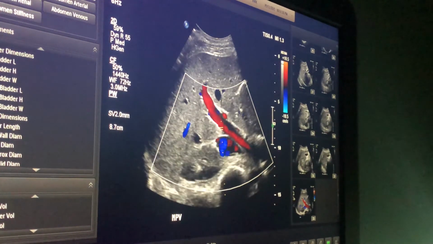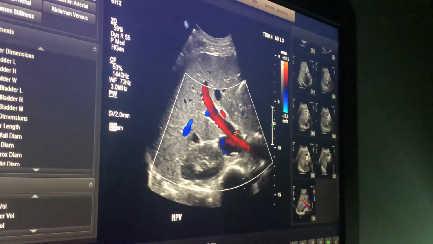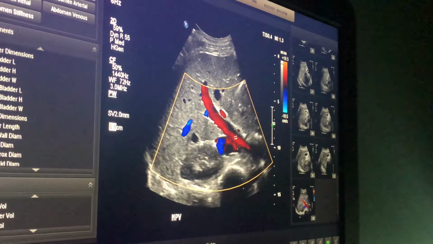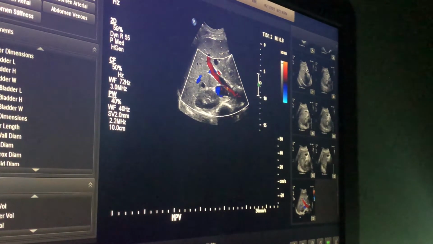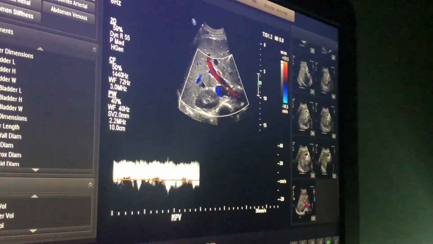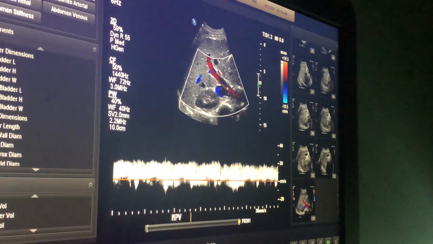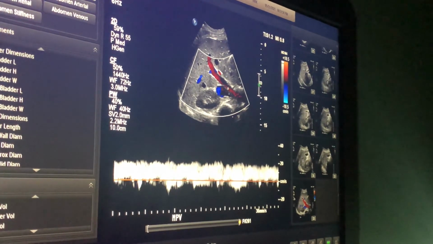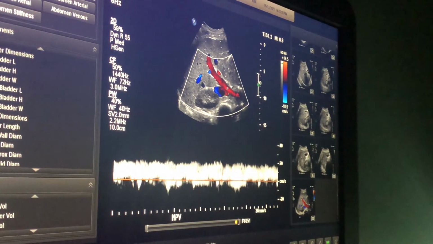Just hold your breath there for a second. I'm having the patient hold their breath so that it doesn't affect the signal here. Decreasing my scale a bit. Okay, go ahead and breathe, patient. So this is good. The flow is above the baseline, continuous, and the flow is hepatopedal going into the liver, which is what we want.